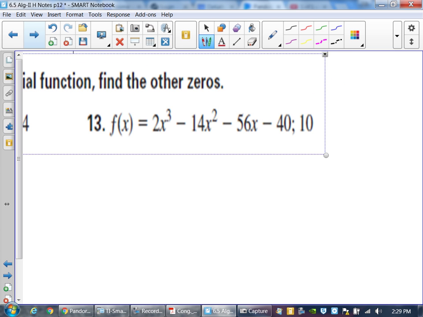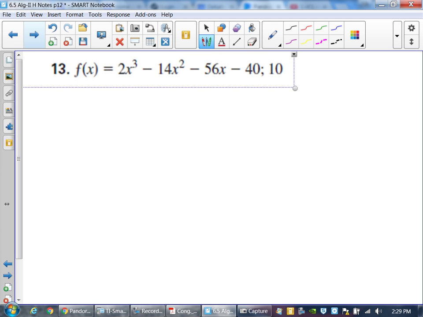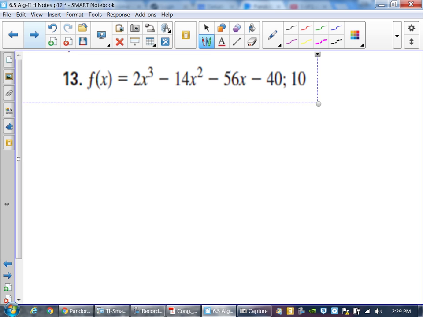All right, do this one. 10 is the 0. In this case, 10 is the 0. Okay? So I have 2x cubed minus 14x squared minus 56x minus 40. I'm going to find all of my zeros given the fact that one of the zeros is 10.